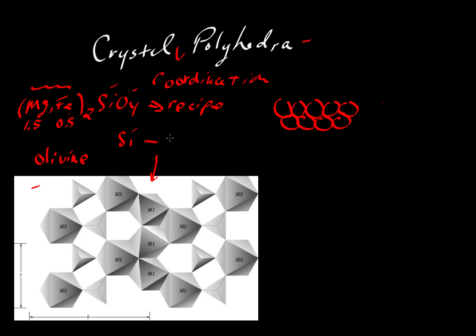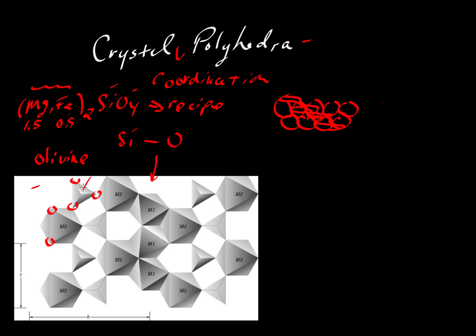The silicon-oxygen bonds are highly covalent, and those highly covalent, highly directional bonds mean it's not so easy to make something that looks like this. So we don't have a closed packed structure of the oxygens. The oxygens, by the way, are going to be here at the corners. Anywhere you see a corner, that's going to be an oxygen atom.